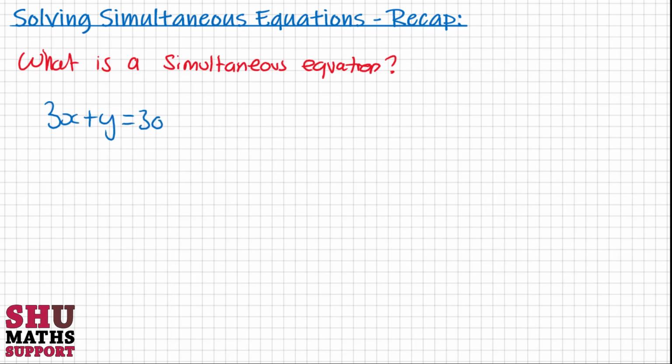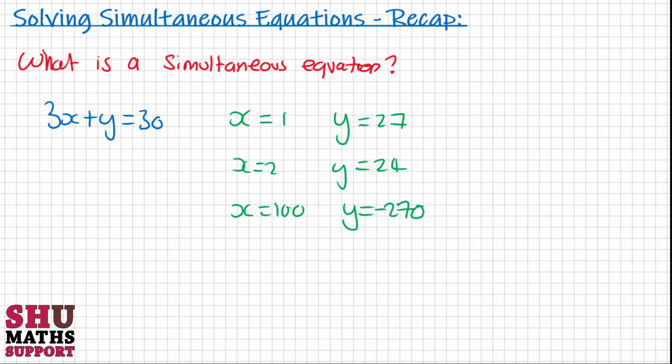Now this equation has two unknown variables. We've got x and y, which means it can have an infinite amount of solutions. So for example, we could have x is equal to 1 and y is equal to 27, or x is equal to 2 and y is equal to 24, or even x is equal to 100 and y is equal to minus 270. But we could literally choose any value for x and then find the value of y that would make this equation true.